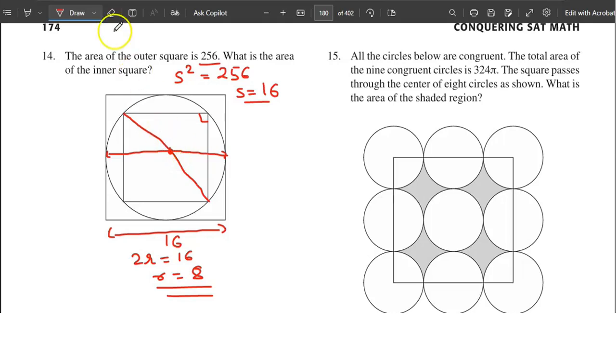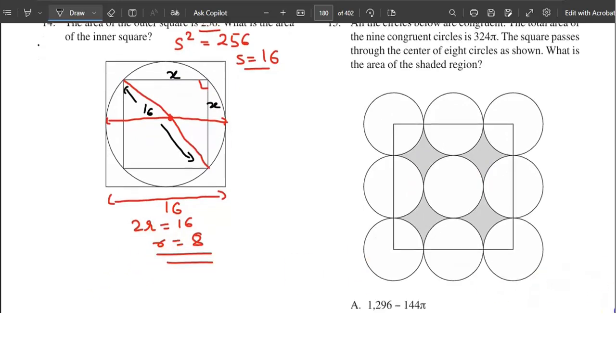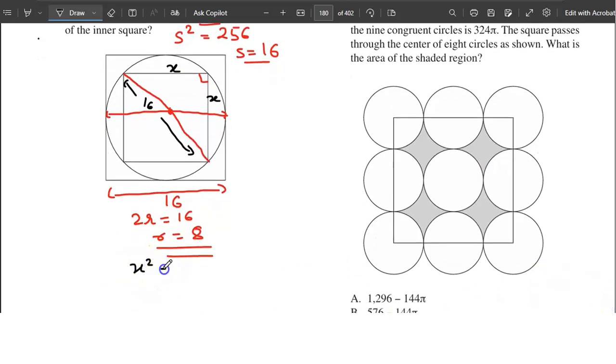So this is supposed to be 16. So this is coming as 16. We can take this side as x. So this will also be x. So according to Pythagoras theorem, x square plus x square will come as hypotenuse square, that is 16 square. So 2x square is equals to 16 square, that is 256. We'll cancel this 2 with this. So we'll get x square equals to 128.